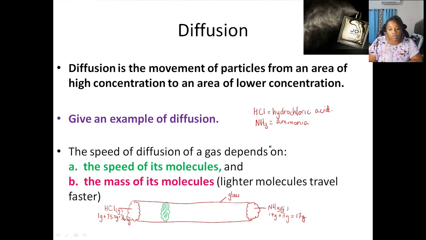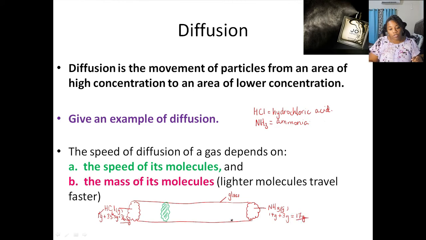What I did is work out the mass of the molecule itself. If you look at it, you'll see that hydrogen is 1 gram. If you do chemistry, you'd know this. An atom of chlorine is 35.5 grams. You add that together, you get 36.5 grams. An atom of nitrogen is 14 grams, where an atom of hydrogen is 1 gram. However, this 3 indicates that there are 3 atoms of hydrogen involved in the bonding of ammonia. So when you add these together, you get 17 grams.